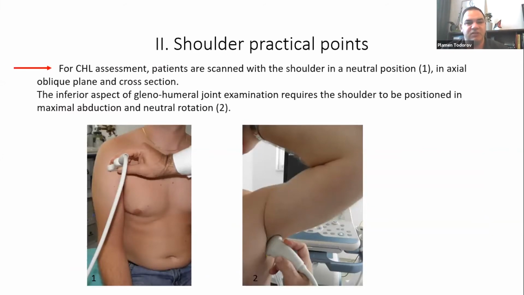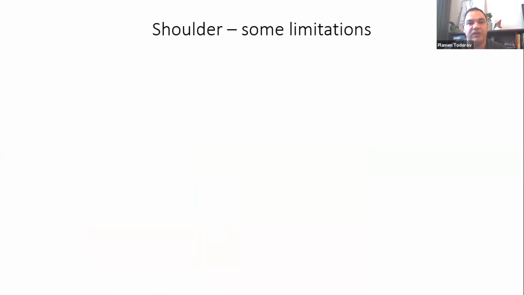For humeral ligament assessments, patients are scanned with the shoulder in neutral position, like here, while for the inferior aspect of the glenohumeral joint examination, this requires the shoulder to be positioned in maximal abduction and neutral rotation, like here. In shoulder instability, dynamic shoulder maneuvers such as external and internal rotation are of high importance and should be performed with the patient sitting or in supine position in the settings of acute trauma of the shoulders.